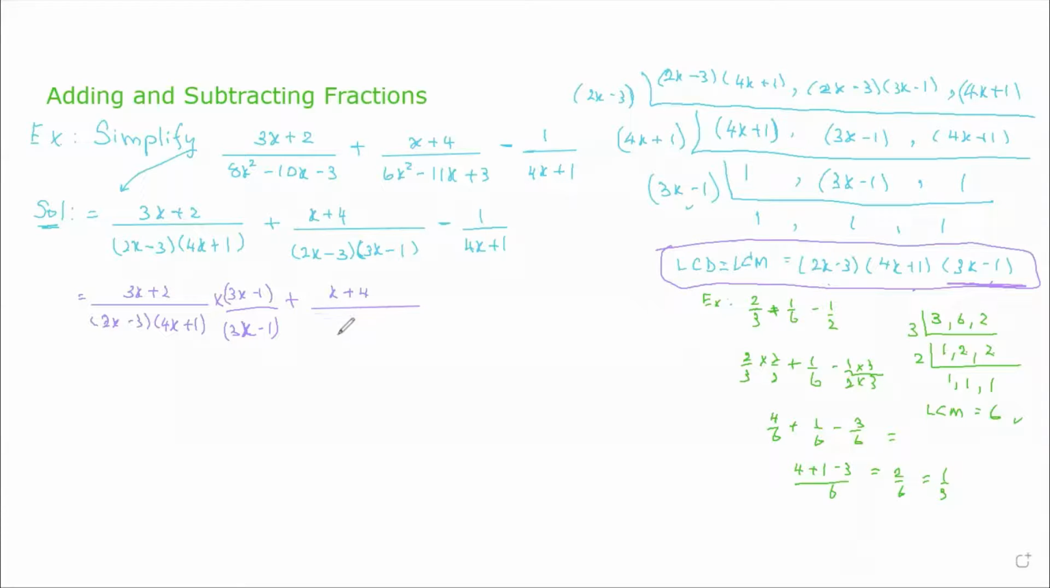So copy it down, right? Become 2x minus 3, 3x minus 1. Okay, now this LCM, what's missing? We're missing this one, right? Okay, now you times the top and the bottom with 4x plus 1, top and the bottom.